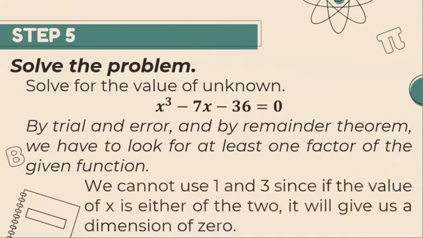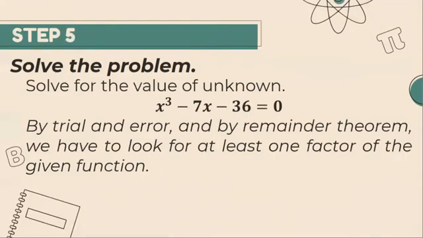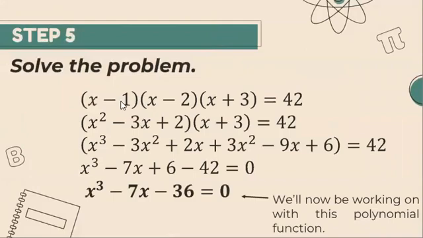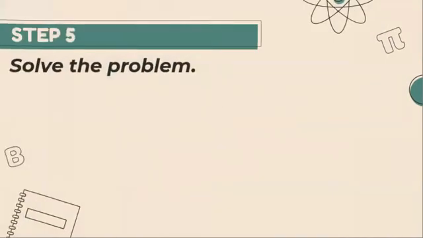Ayan. So we cannot use 1 and 3 since if the value of x is either of the two, it will give us a dimension of 0. So kung babalikan po natin yung ating given kanina, kapag ginamit po natin ay 1, o kapag ang value ng x ay 1, ibig sabihin itong expression po ito will give us a 0 dimension. So hindi naman po pwede na ang dimension natin ay 0. Same with 2, kapag po ang value ng x natin ay 2, magiging 0 din po ang expression na to. And hindi po again pwedeng maging 0 ang isang dimension.